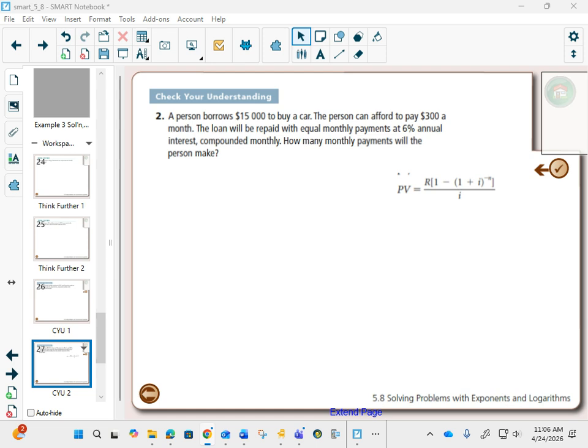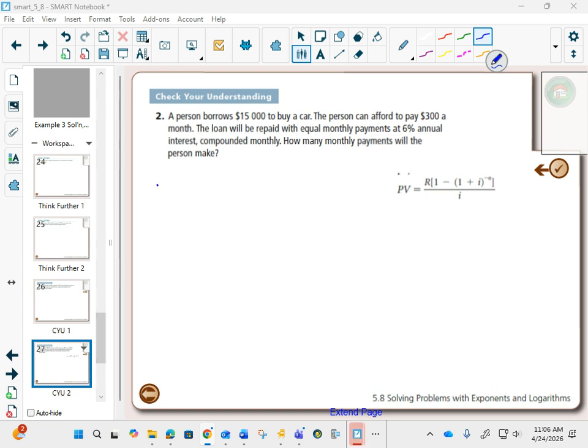So, the person can afford to pay $300 a month. The loan will be repaid in equal monthly payments at 6% annual interest, compounded monthly. How many monthly payments will the person make? So they would give you this formula that I have off to the side here, and everything would be described for you.